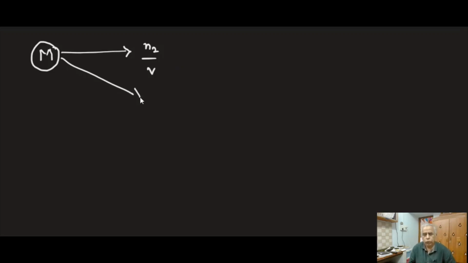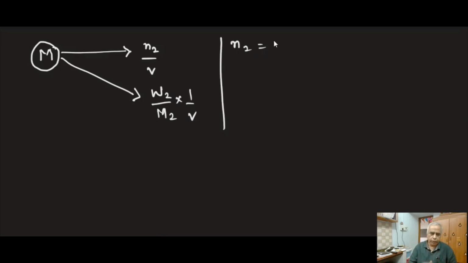Today we will be discussing the relationship between molarity and normality. Molarity is expressed as M. It is given by the equation n2 by V, where n2 is the number of moles of solute and V is the volume of solution. Then this n2 is nothing but W2 by M2. So we can replace this equation as W2 by M2 into 1 by V.